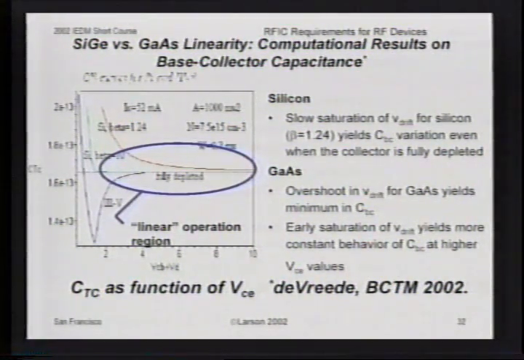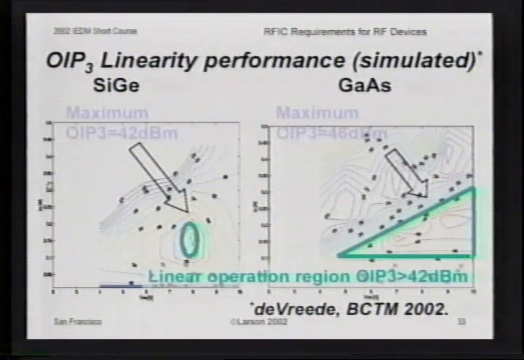So the question is, what is the effect of this sort of differing base collector capacitance variation on the linearity of the device? And if you recall from several slides back, the behavior of the FT is very crucial for linearity determinations. And the base collector capacitance is one of the key determinants of the FT. So this is a, pardon me, this is a plot of the comparison.